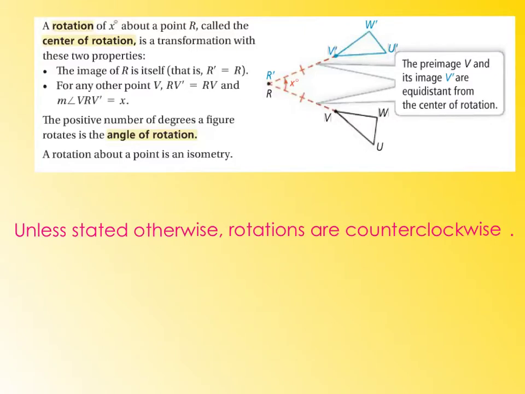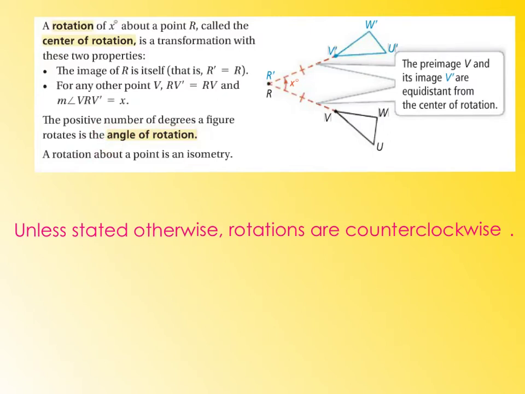So we need to look at a few different definitions. First of all, when we're dealing with a rotation, it's going to be by a specific angle, in this case, angle X. So I could rotate by 45 degrees, I could rotate by 57 degrees. Whatever that angle is, that's called my angle of rotation, which is right here. The positive number of degrees a figure rotates. That's my angle of rotation.